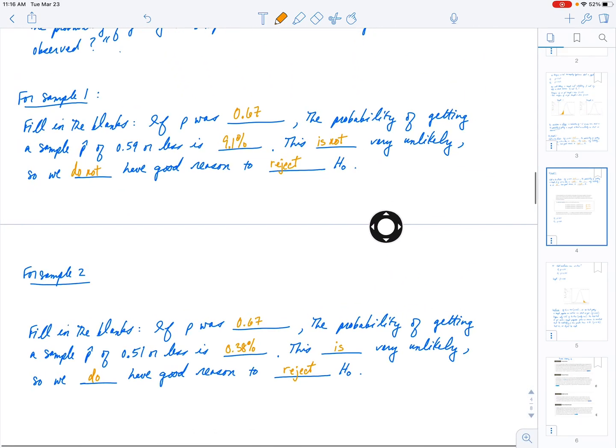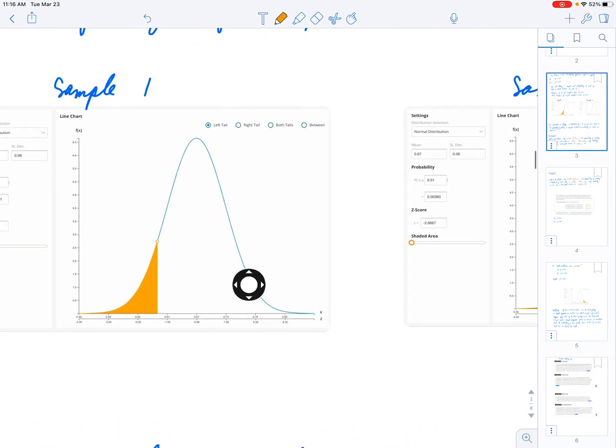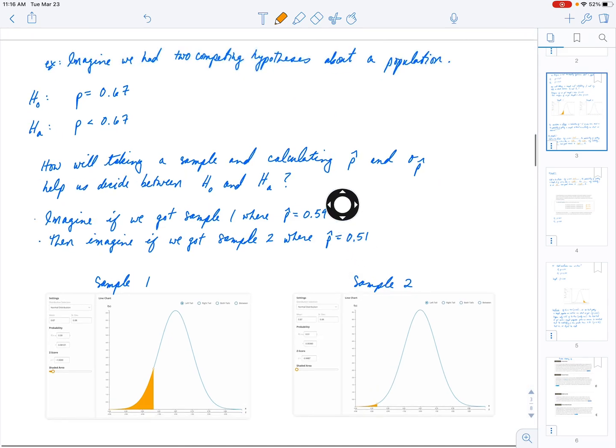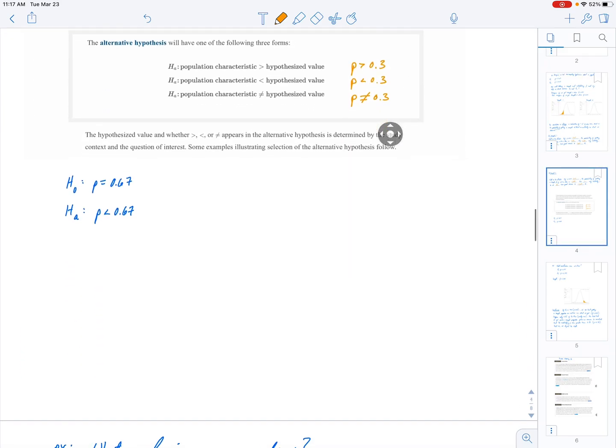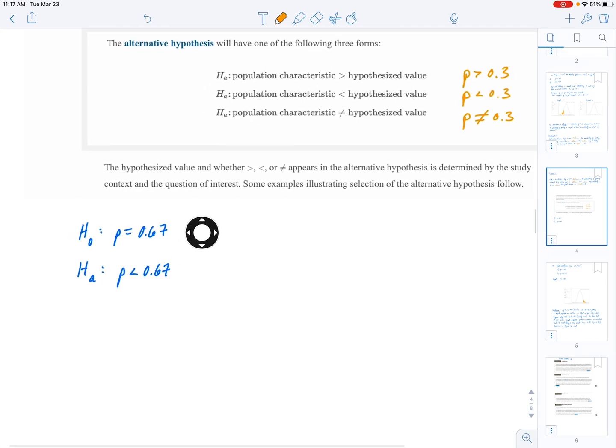And the reason is because the null hypothesis, and I'll address this a little bit later too, the null hypothesis always contains the equality sign, because when it does, that's what allows us to construct a sampling distribution centered at that population characteristic. Okay, so it's very important that your null statement always contains the equality sign, and your alternative statement never contains the equality sign. Okay, and that's what this is saying here. So as we saw in the previous example, the null hypothesis was that P is equal to 0.67, and the competing alternative hypothesis was that P was less than 0.67.